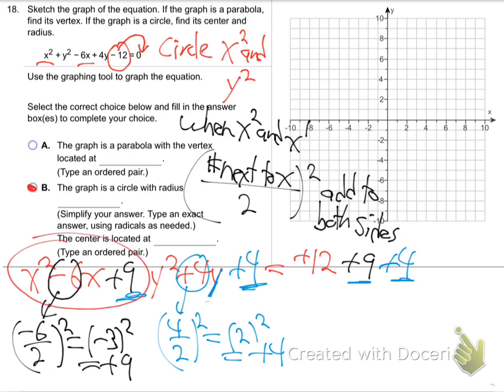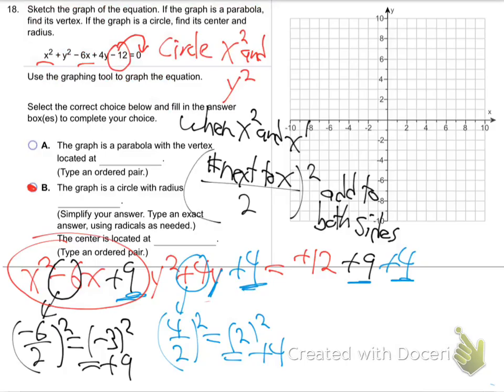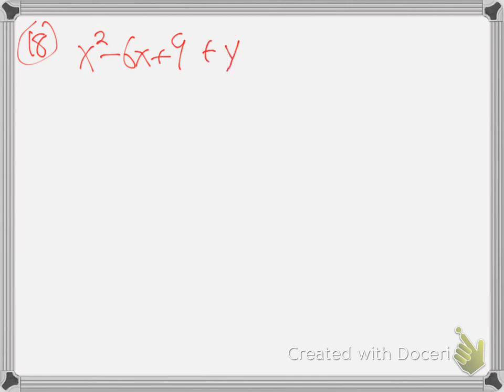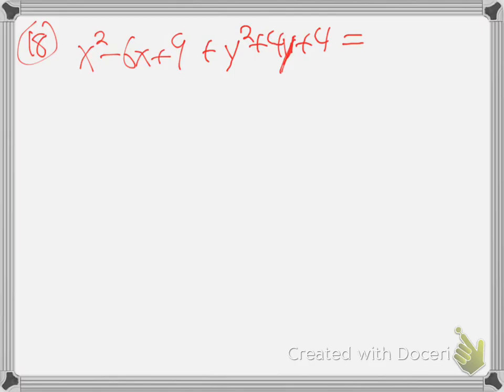So these three, x squared minus 6x plus 9. What number is this? Number 18. X squared minus 6x plus 9. And then these three, y squared plus 4y plus 4. Equals, on the other side, 12, 9, and 4.